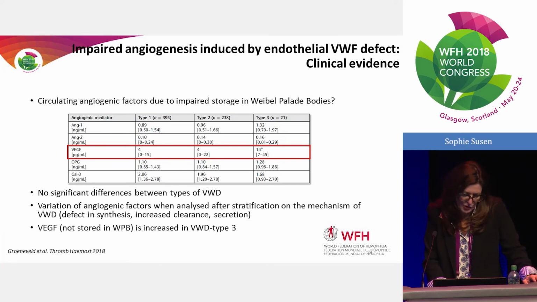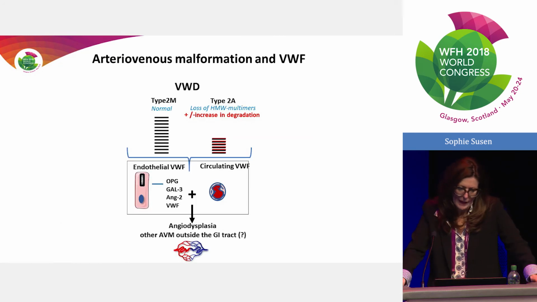And VEGF, which is not stored in Weibel-Palade bodies, is increased in von Willebrand type 3. So there is something to do with the angiogenic factors. And there is a paper that showed that the high molecular weight multimers are very important for this impaired angiogenesis. In the situation of type 2M and type 2A, there is only one difference: in type 2M patients, the multimers are normal, and in type 2A there is a loss of high molecular weight multimers with an increased degradation.